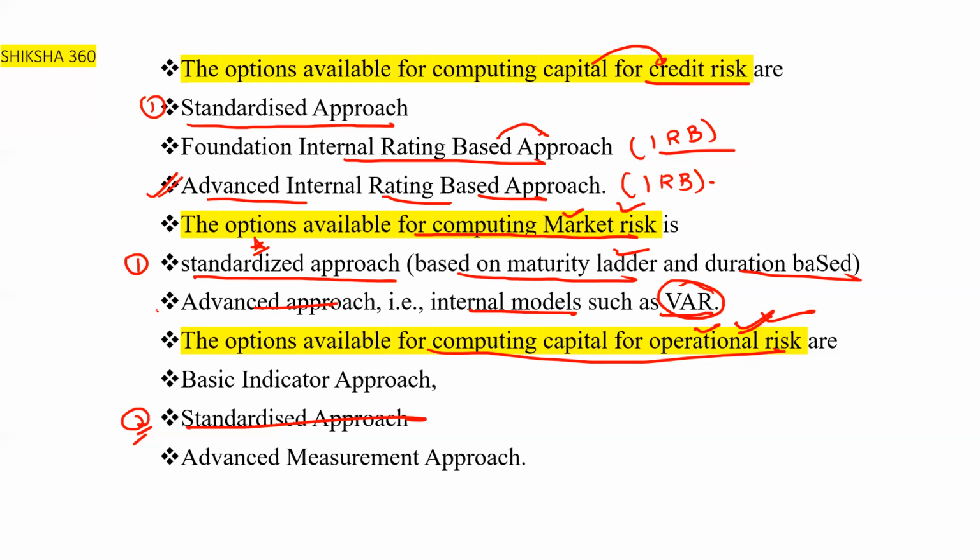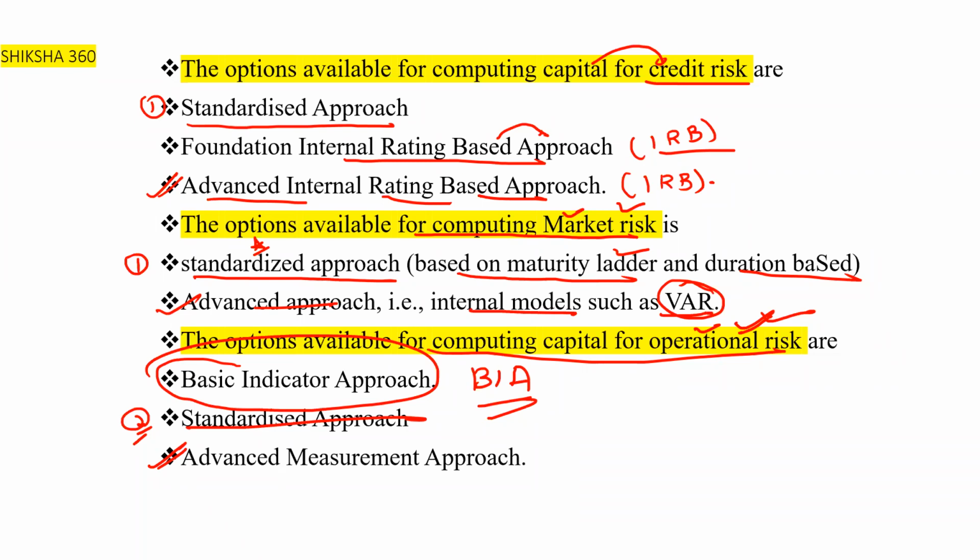Advanced measurement approach. The difference here is the basic indicator approach, BIA, under the operational risk. Under operational risk we have different approaches, and BIA is known as the basic indicator approach. So all the options we have discussed.